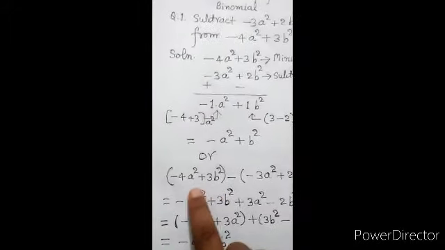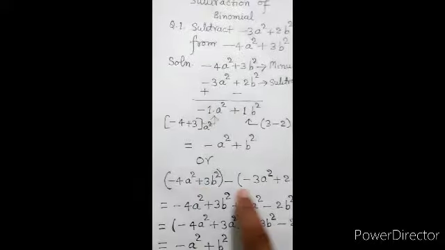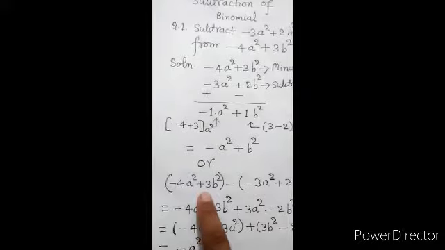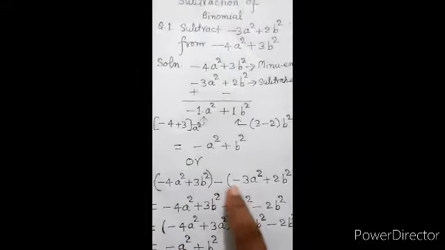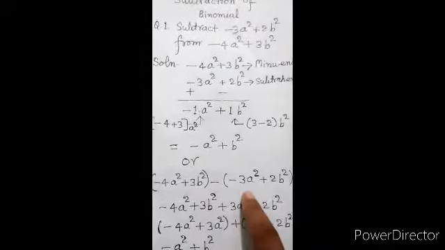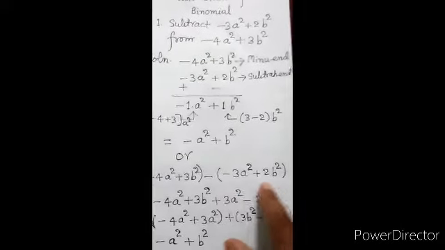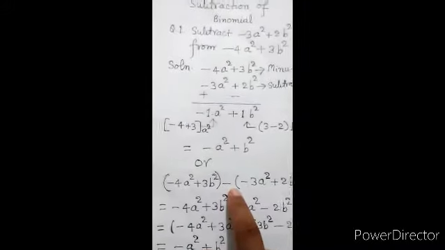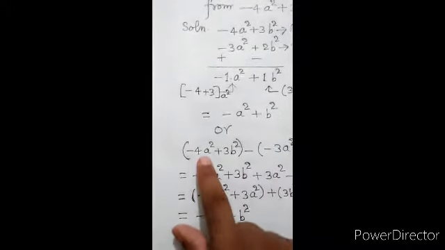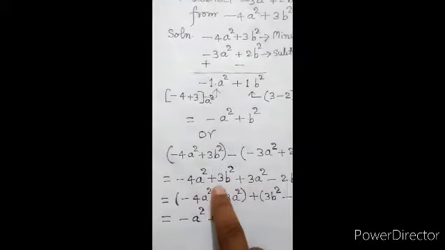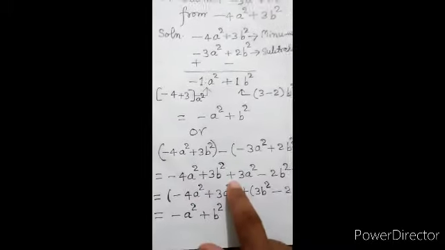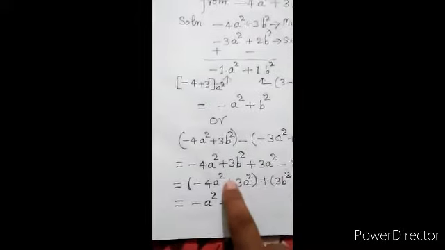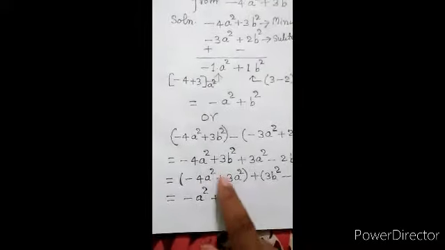This one is called minuend. We have to subtract subtrahend from minuend. Minus 4a square plus 3b square minus into minus 3a square plus 2b square. This one is called subtrahend, which is to be subtracted. So the minus symbol is here, is equal to minus 4a square plus 3b square minus plus 3a square minus 2b square. Now like terms will be added or subtracted.